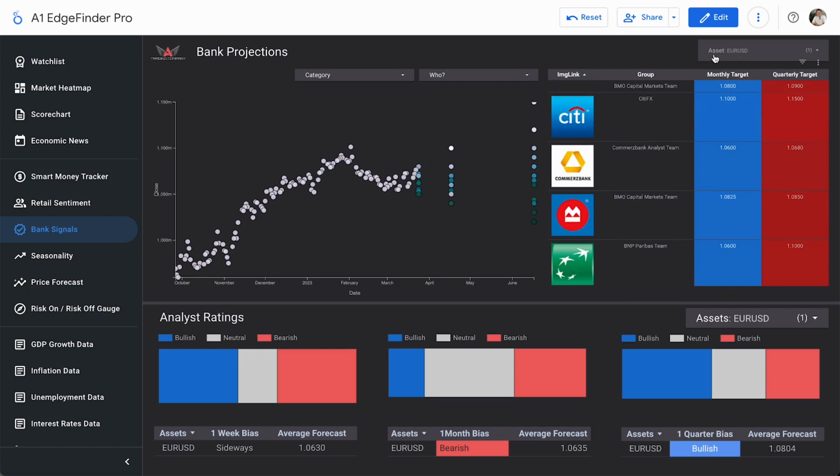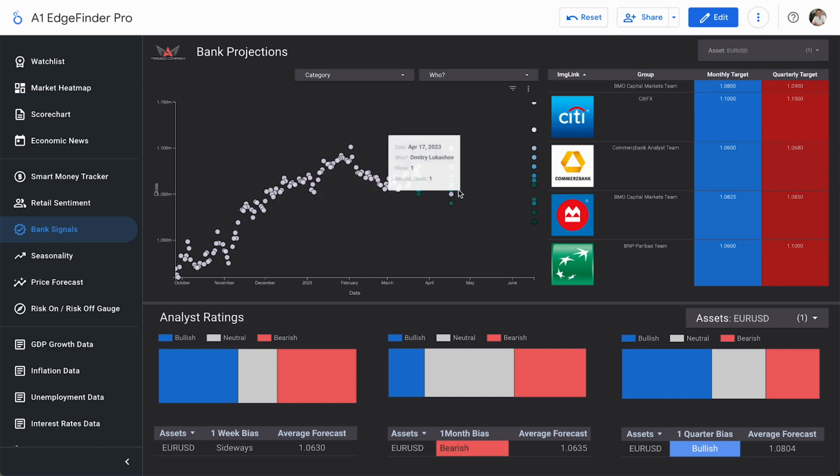So you can see up here, right now we're looking at Euro USD, the euro against the dollar. And for example, I can see Citibank on a monthly forecast believes that price is going to be around the 1.1 range, and on a quarterly forecast, the 1.15 range.